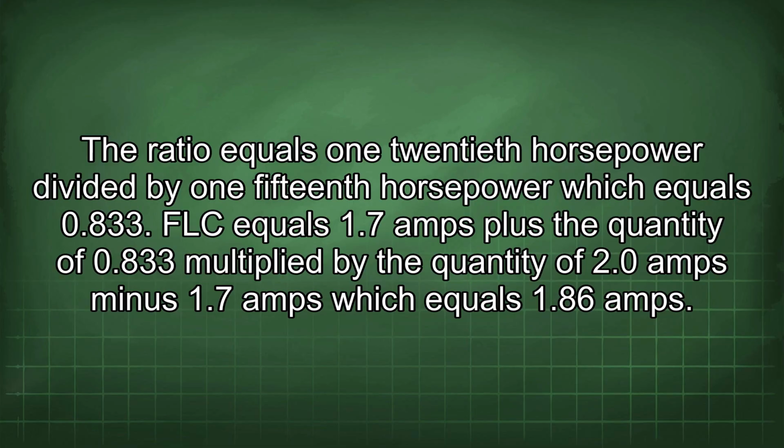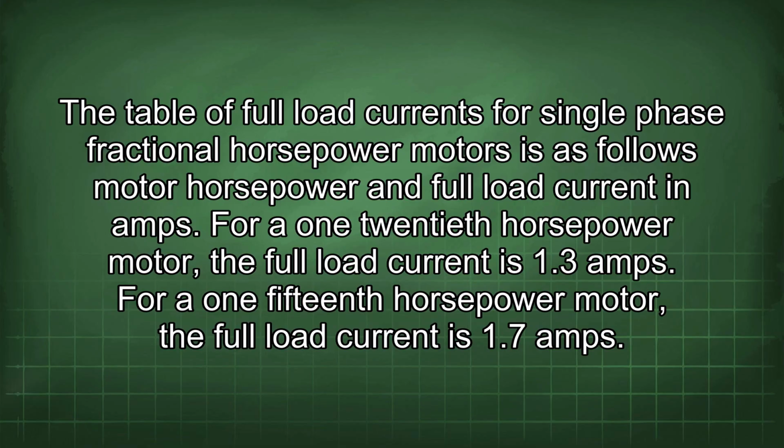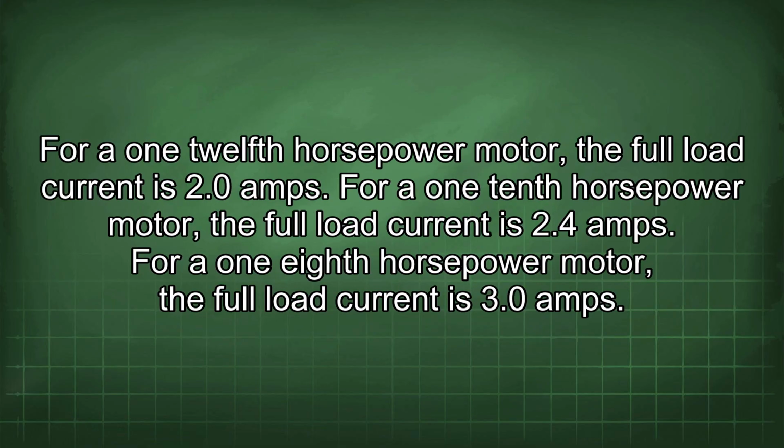which equals 1.86 amps. The table of full load currents for single-phase fractional horsepower motors is as follows: motor horsepower and full load current in amps. For a 1/20th horsepower motor, the full load current is 1.3 amps. For a 1/15th horsepower motor, the full load current is 1.7 amps. For a 1/12th horsepower motor, the full load current is 2.0 amps.